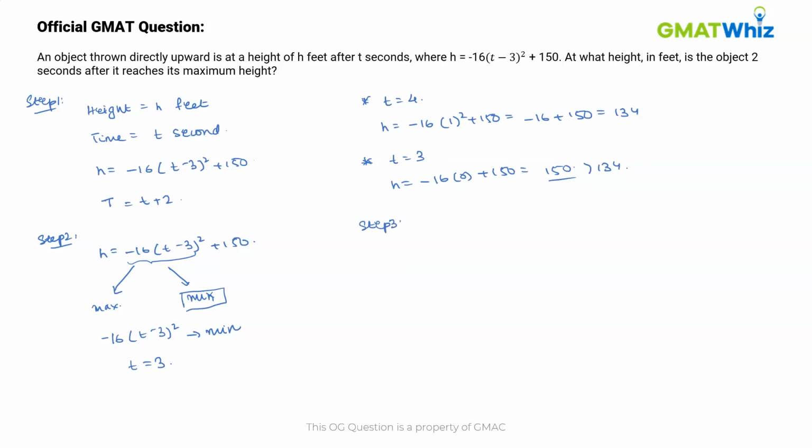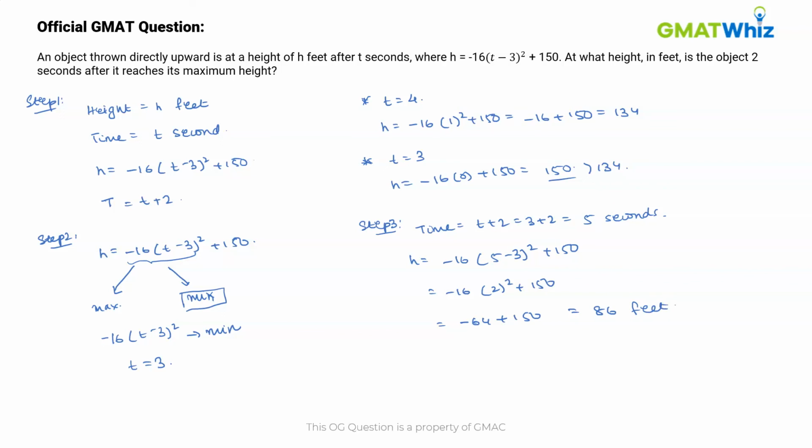Now let's calculate the height 2 seconds after it reaches its maximum height. So here the time will be equal to t + 2, which is equal to 3 + 2, which equals 5 seconds. Therefore in the expression of h, we have -16(5 - 3)² + 150. This is equal to -16 times 2 squared plus 150, which equals -64 + 150. Now this equals 86 feet. Thus the correct answer is option B.